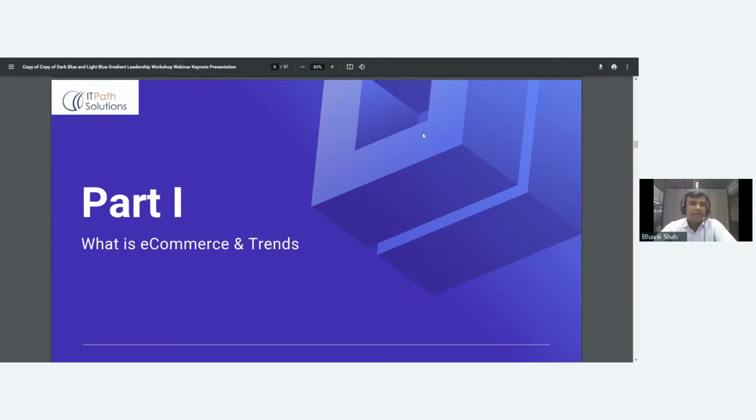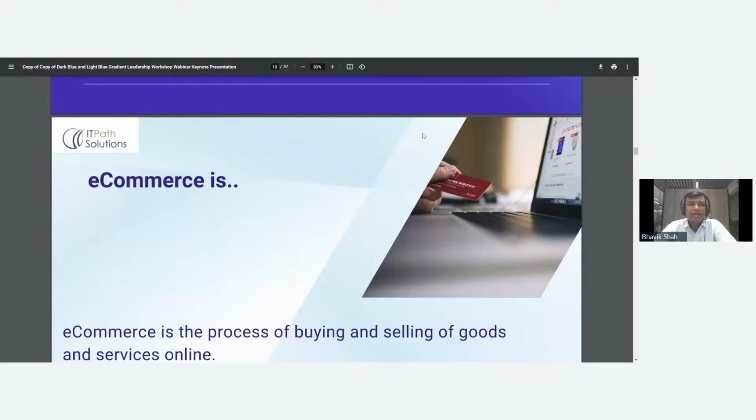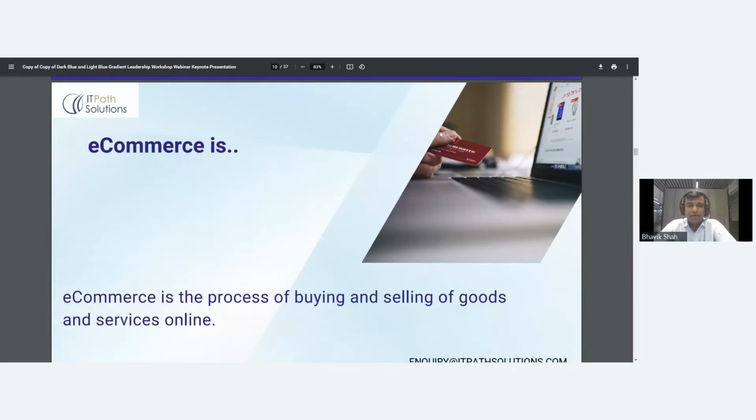I will start with part one, which is what is e-commerce and trends. In very layman language, e-commerce is the process of buying or selling goods online. Whenever you place an order on, let's say, the Amazon website, you are using their e-commerce platform. Or if you are placing an order via a mobile app, again you are using an e-commerce platform they have developed. So e-commerce is basically buying and selling of goods online.